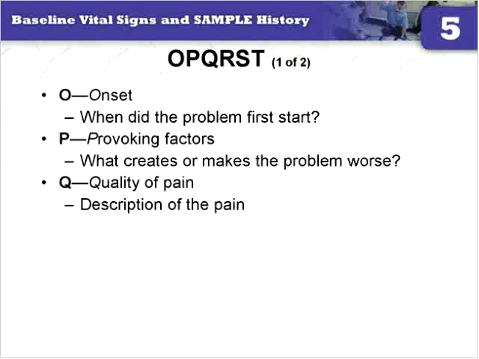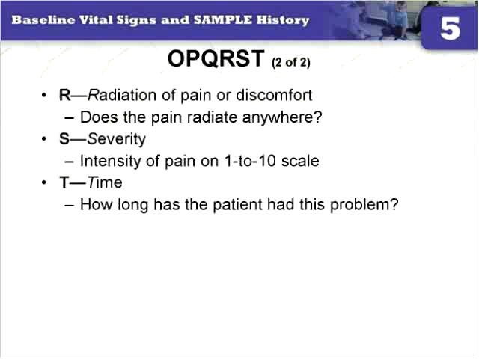But if someone is conscious, you can do the OPQRST, going through onset, when the problem first started, provoking factors, what makes the problem worse, and quality of pain, the description of the pain. Next is region and radiation of pain or discomfort. Radiation would be any additional area where the pain or discomfort may also be present. Ask the patient to point to the area of pain, describe it, or describe pain anywhere else associated with the problem.